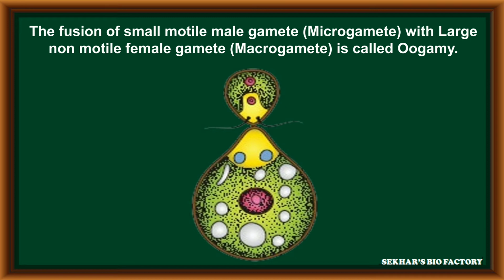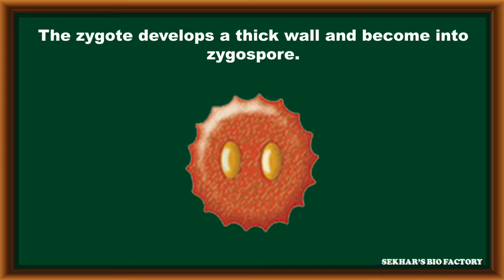In the third method, the fusion of a small motile male gamete, called a microgamete, with a large non-motile female gamete, called a macrogamete, is called oogamy. After completion of fusion, a diploid zygote is developed, and this diploid zygote secretes a thick wall around it. Now it becomes a zygospore.